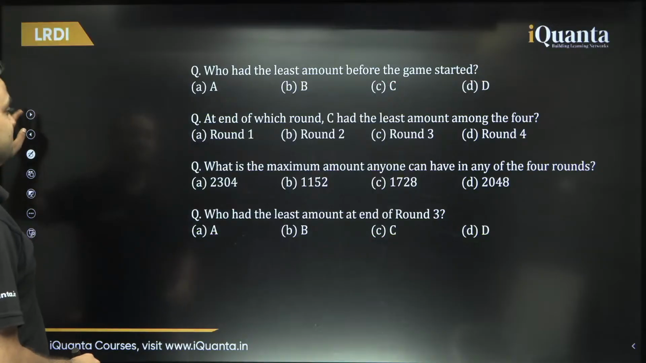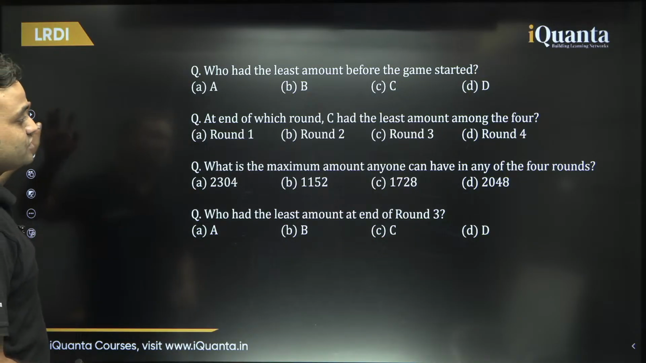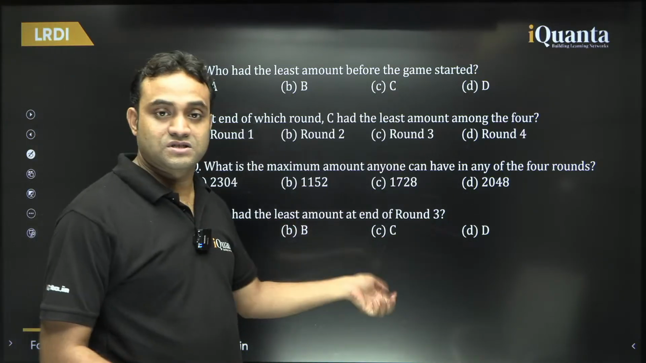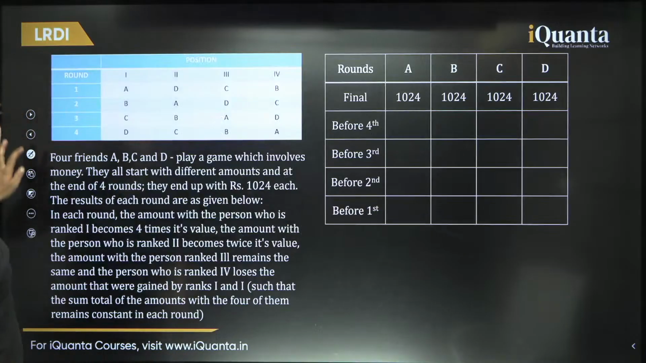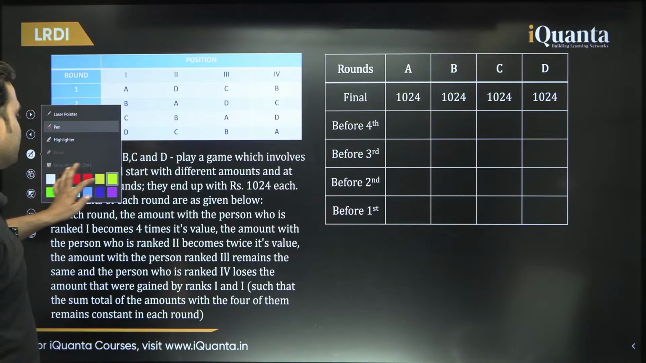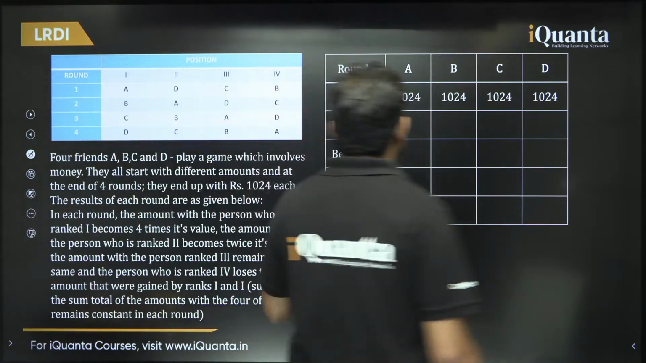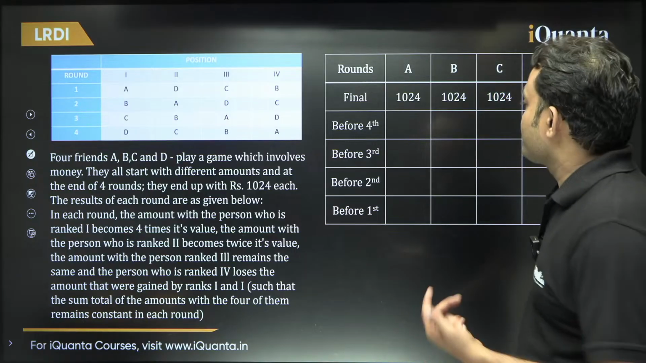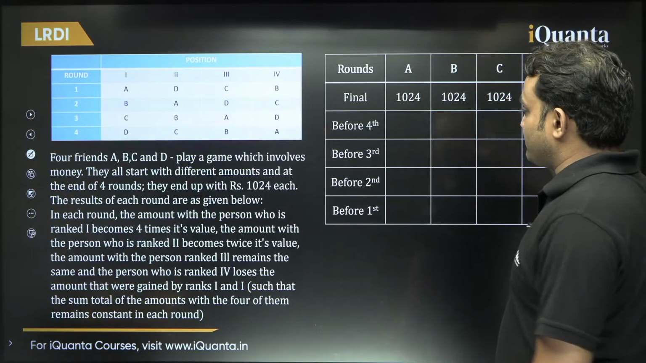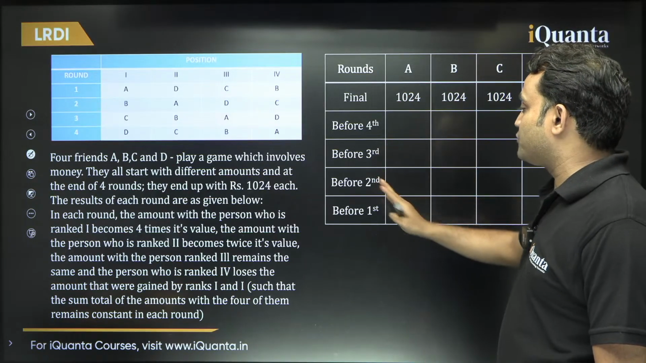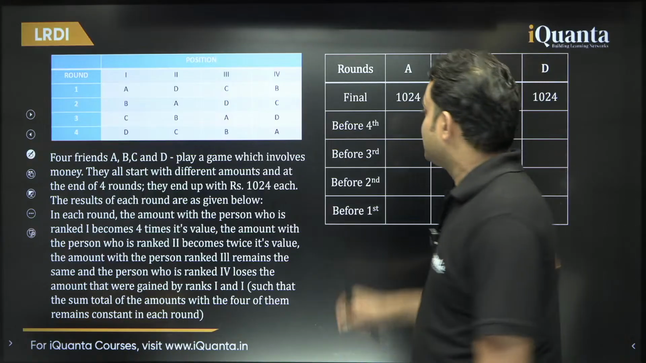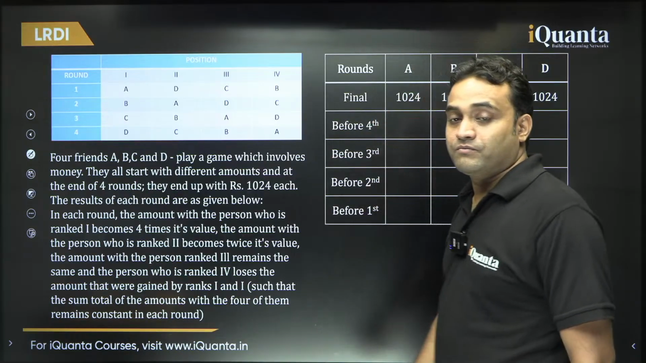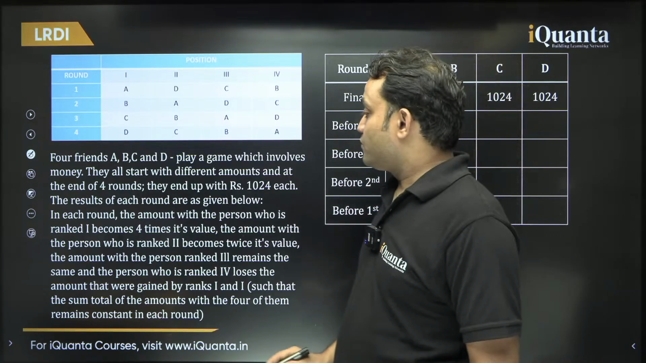Now, these are the questions which we should be able to solve once we find out the amounts with them. This is the table that we are going to use here. The final amount is given with them before the 4th round, before the 3rd round, before the 2nd round, before the 1st round, right? This is after the 4th round. Now, where do we start?